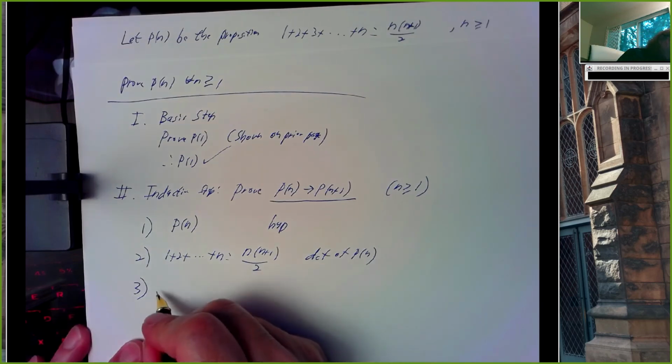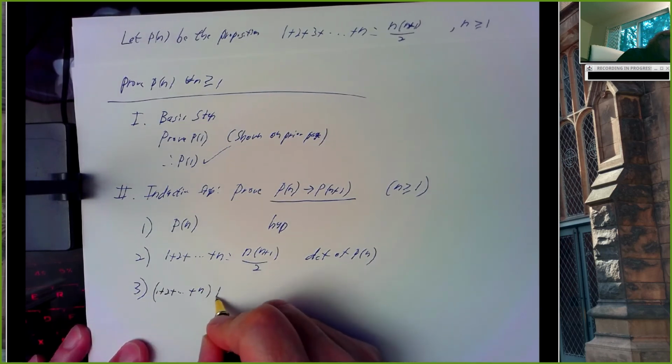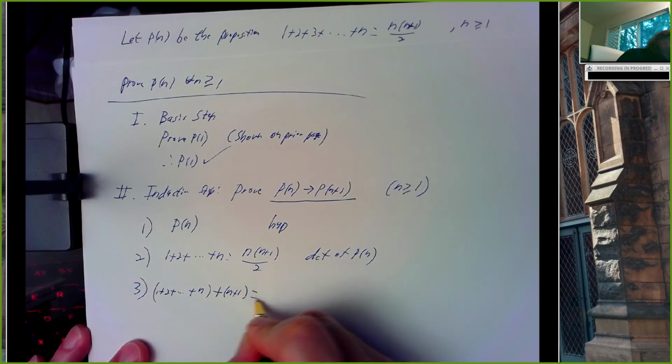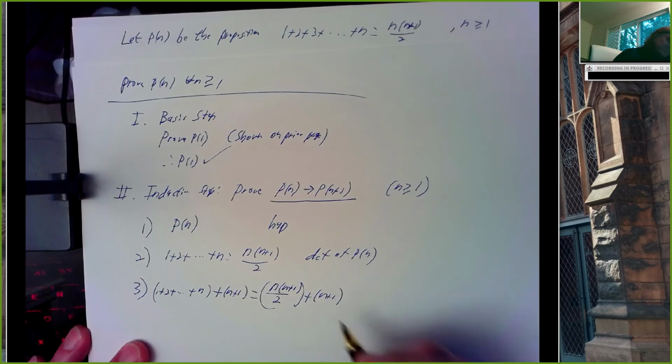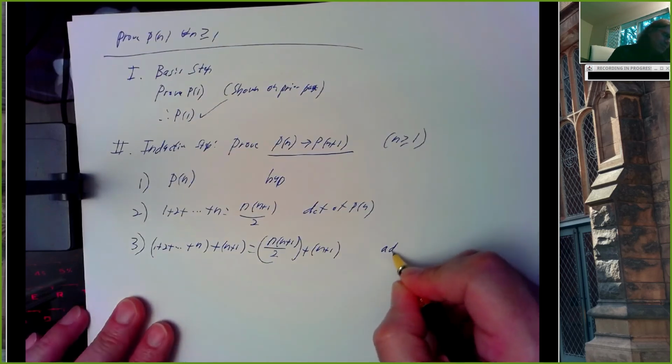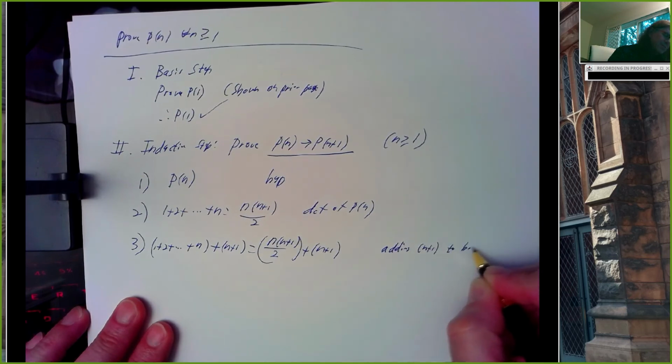So I'm going to say 1 plus 2 plus everything up to n plus n plus 1 is equal to n times n plus 1 over 2 plus n plus 1. And my reason? Adding n plus 1 to both sides.